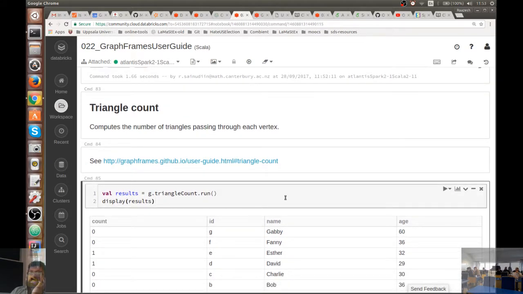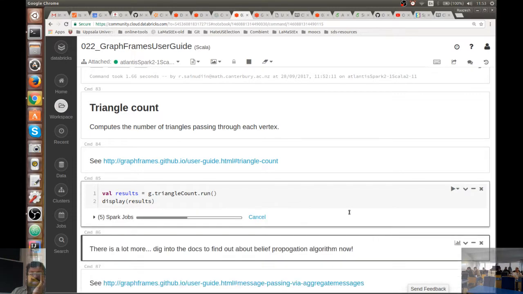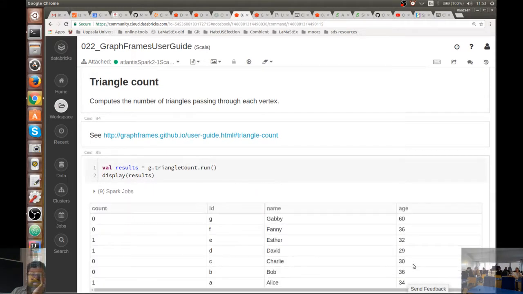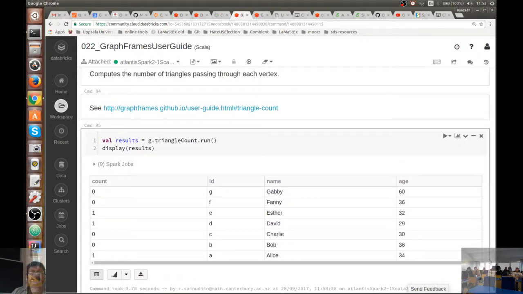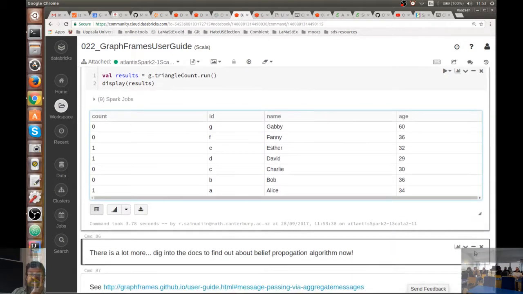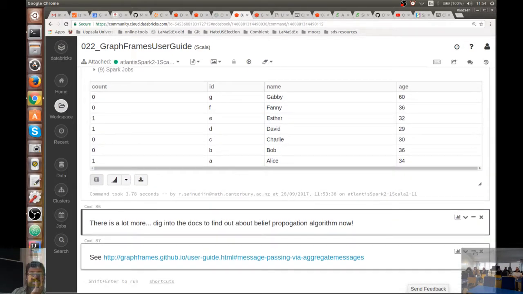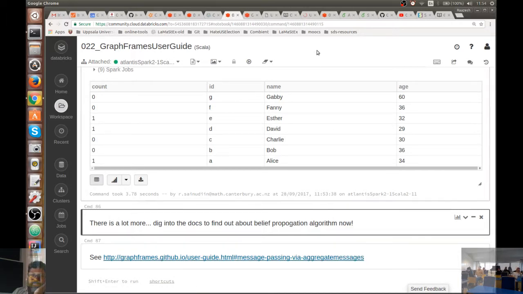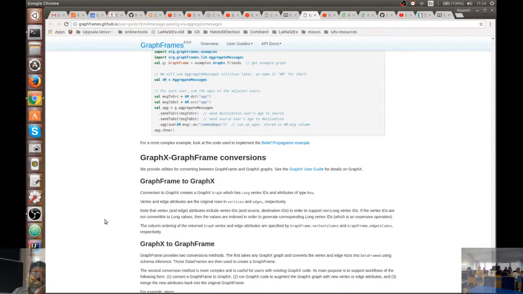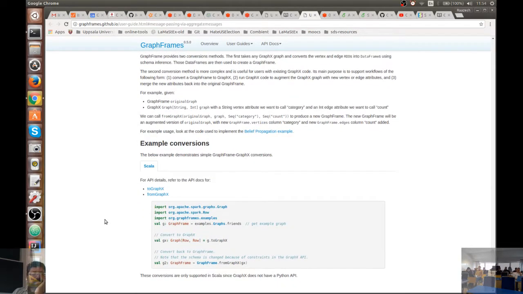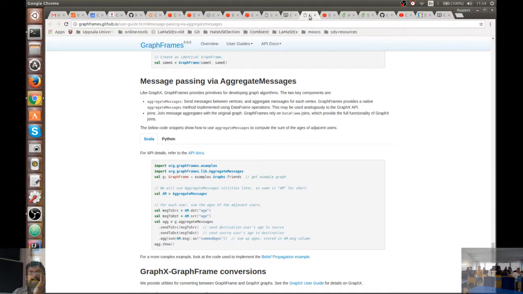Okay, so triangle count is another one. We can just count the number of triangles. This tells me the number of triangles passing through each vertex. So let's see. Esther has 3 triangles passing through her. Oh, sorry, 1 triangle. Okay, so I basically reparsed the user guide. There's a lot more here, but I think you have some ideas of what's possible now.